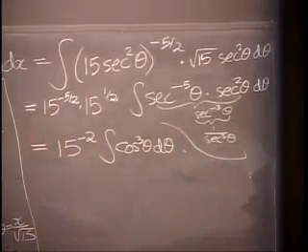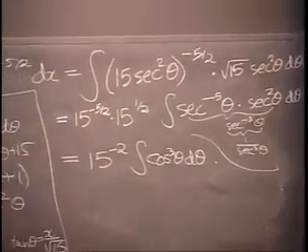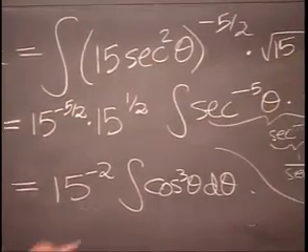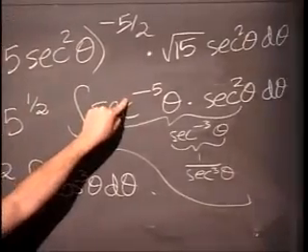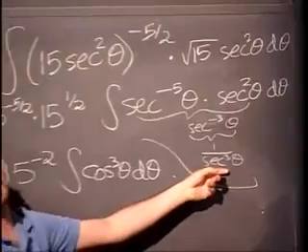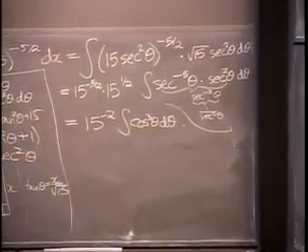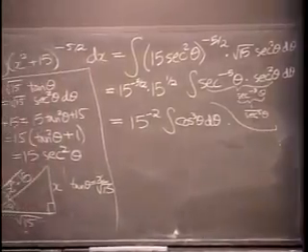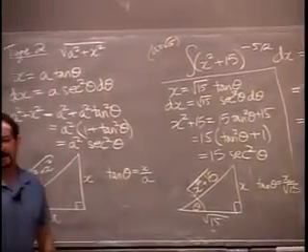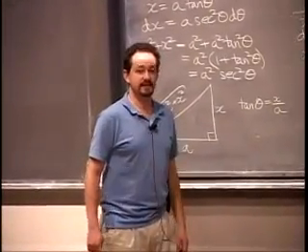There's a bit of extra working. Just have to be careful of your powers. This is, of course, 1 over secant to the 5th. So secant squared over secant to the 5th gives you a secant cubed on the bottom. But, of course, 1 over secant is cosine. So you end up with cosine cubed theta d theta. So that has transferred the integral from x land over to theta land.